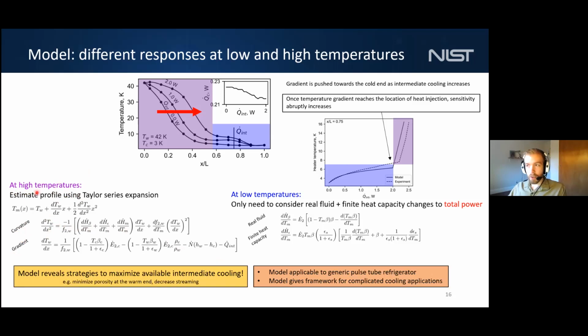So there are some takeaways from this model. First of all, this model reveals strategies to actually increase the amount of available intermediate cooling. And this model is applicable to any generic pulse tube refrigerator. And it serves as a framework for more complicated cooling applications, such as combined single point heat injections and distributed heat injections.